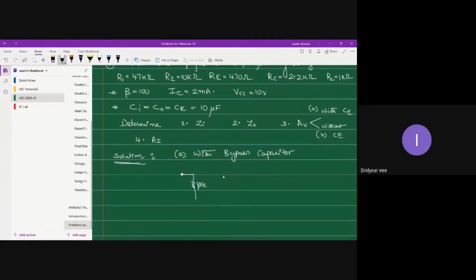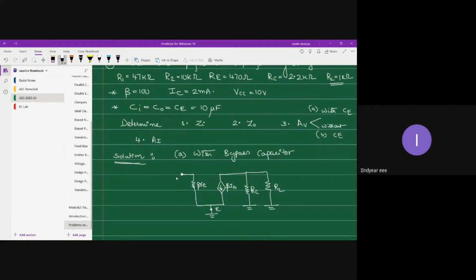This is beta RE. Beta IB. Since we are considering, with bypass capacitor, what happens is that emitter will be at ground potential, right? And this is our collector resistor. And they have also given the load resistor. RL, check here. RL is given. Hence, you have to place RL as well.